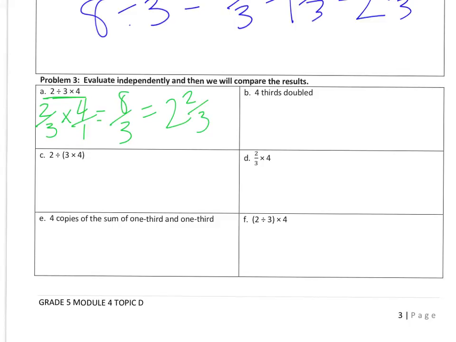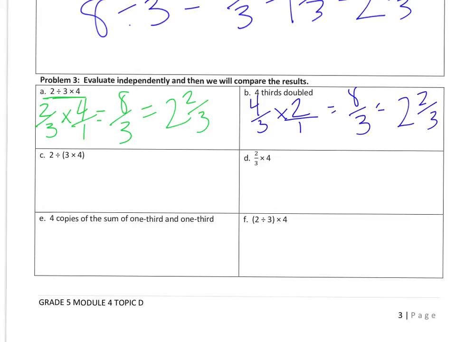Let's look at B. 4/3 doubled. Well, we know doubled means times 2. So let's write it properly. 4/3 times 2. Let's put that in our sheet. Times 2 over 1. Which is 8/3. Hey, there's that number again, which we know is 2 and 2/3.